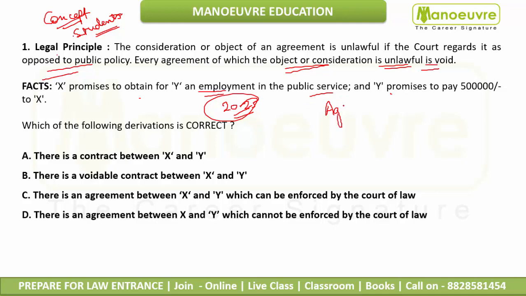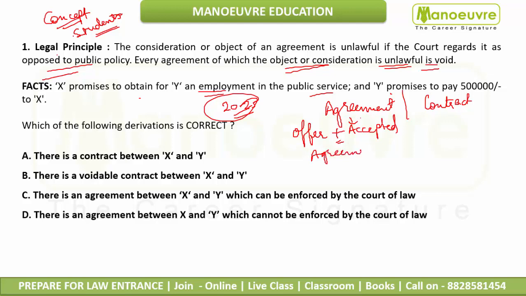What is the difference between an agreement and a contract? Guys, this is a very, very important topic for you. Agreement is nothing but when an offer is made and when it is accepted, it becomes an agreement. But what is a contract? There is an offer, there is an acceptance, correct? So there is an agreement. But for an agreement to come into the category of contract, it has to be legally enforceable, guys.